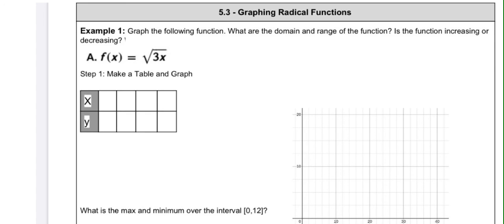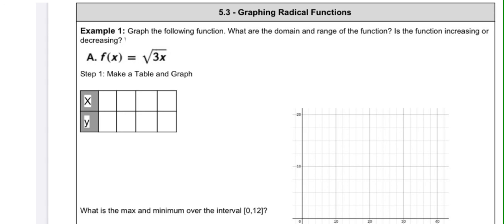Hi guys. This is the notes for section 5.3, which deals with graphing radical functions. So what we're going to do is look at this first example where it says graph the following function. What are the domain and range of the function? Is the function increasing or decreasing? And then at the bottom, we're going to find the max and min for the interval from 0 to 12.